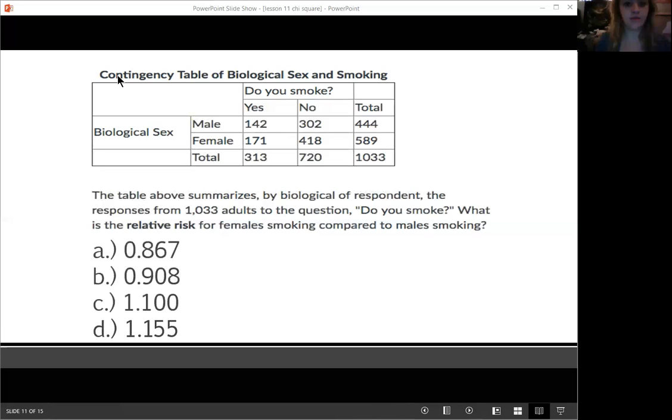Great job, guys. Our answer is going to be B here. If we look at it in separate parts, remember for relative risk we want to find the risk of each separate group first. Our risk in group 1 would be the females who say yes divided by the total number of females. So we're going to have that 171 and then that 589. That's going to be our risk there.